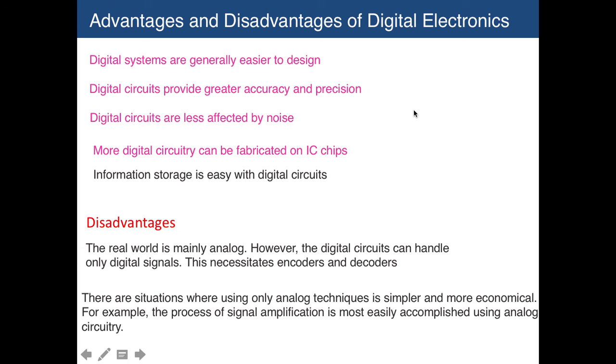Okay, so what are the advantages and disadvantages of digital electronics? So these are the advantages. Digital systems are generally easier to design because in digital circuits it is not required to obtain a precise value of voltage. We only care about the range, whether it is high or low. And in digital systems we can easily design switching circuits by using transistors.